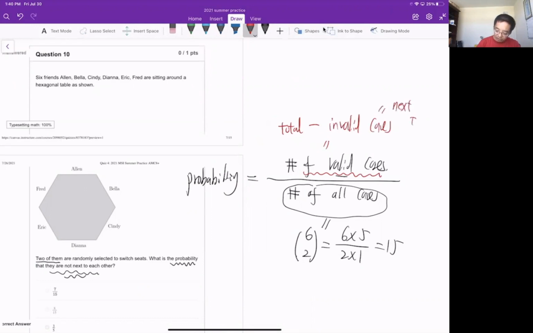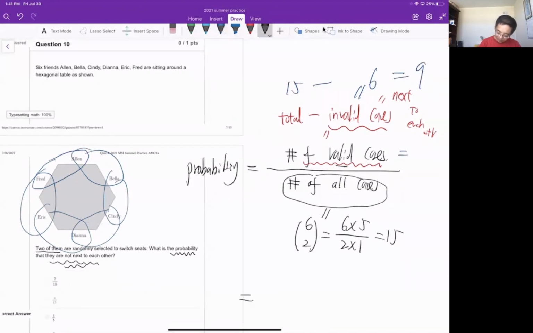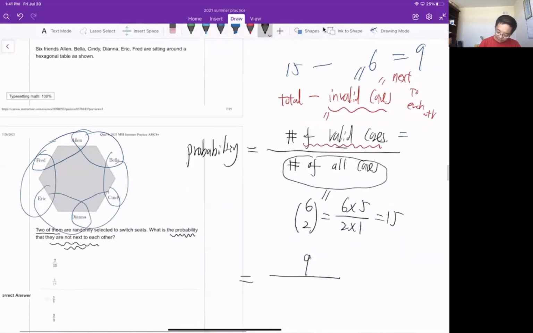Next to each other is easy to calculate. You have 1, 2, 3, 4, 5, and 6, so you have 6 pairs that are next to each other. The total is 15, so 15 minus 6 is 9. This tells us the probability in terms of a fraction is 9 over 15, and we can simplify this to 3 over 5. So 3 over 5 is the probability.